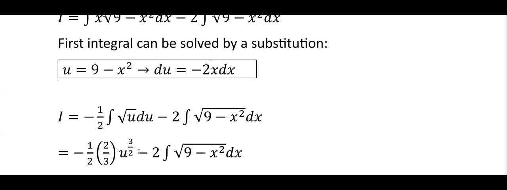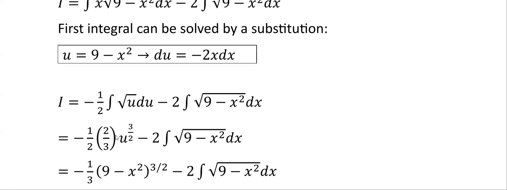I'm going quickly. You can definitely pause the video if you need to, but hopefully this is straightforward by now, the substitution. Okay, and then we back substitute. Now let's worry about the second integral. This one is not bad either because something squared minus something squared, we can do a trig sub.